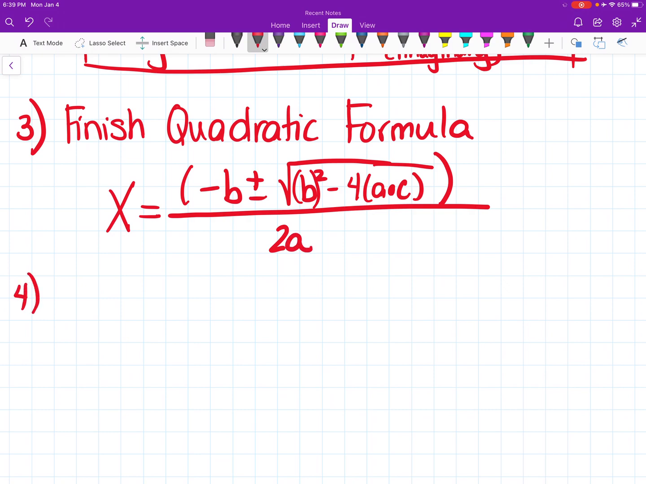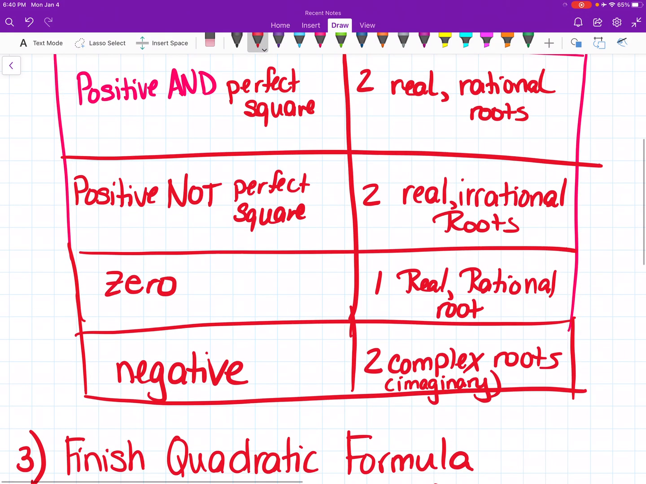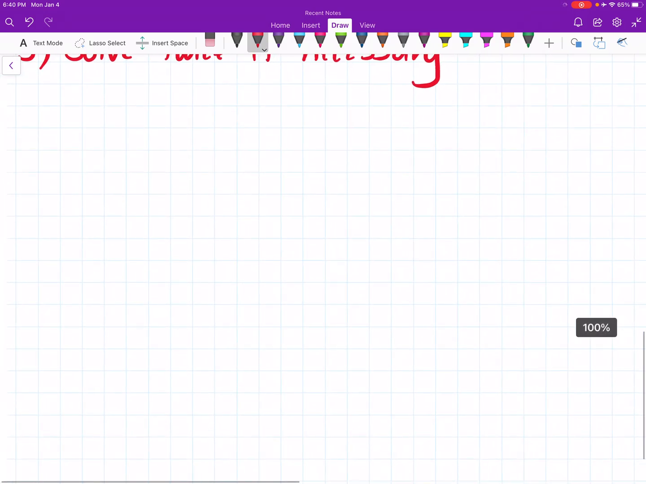4th step, simplify. And the 5th step is solve the formula, and sometimes you have to solve it twice, depending on the type of root. So up here in step 2, you'll know if you need to solve it twice. Okay? All right, let's do a couple just as practice.